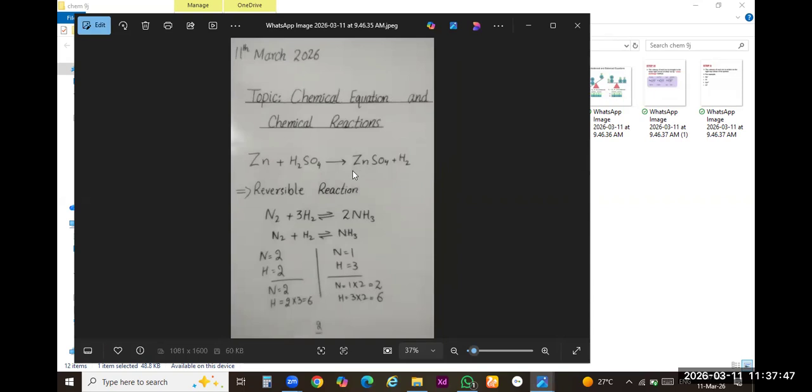Now we will discuss the second reaction, which is reversible. Here's another example. You can see in this picture, there is another example of an irreversible reaction. Zinc reacts with sulfuric acid, and it will produce zinc sulfate and hydrogen gas. It's just a way to memorize the chemical equation.